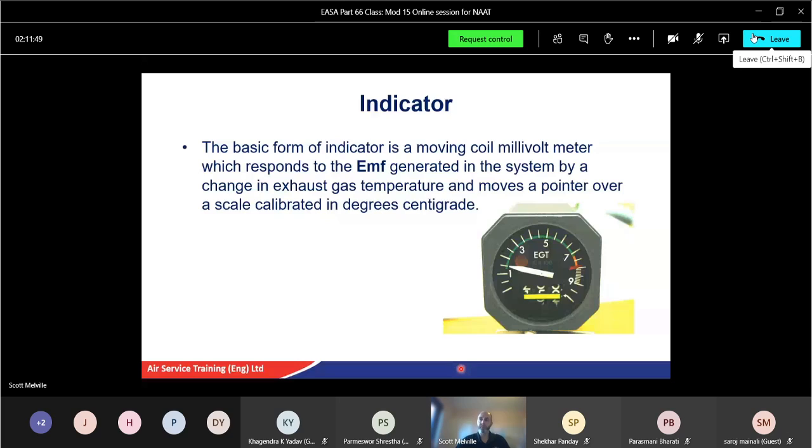So the indicator, the basic form of indicator, is a moving coil millivoltmeter. The millivoltmeter responds to the EMF produced by the thermocouple. When the exhaust gas temperature changes, it will move your pointer accordingly. So it'll be 100 degrees, 300 degrees, 500, 700, too hot.